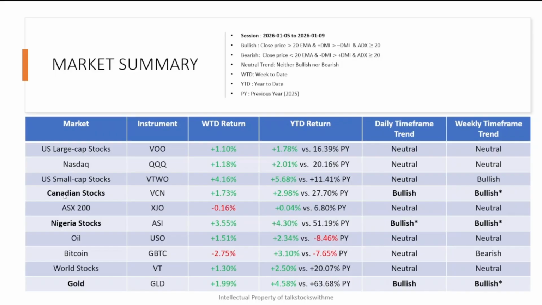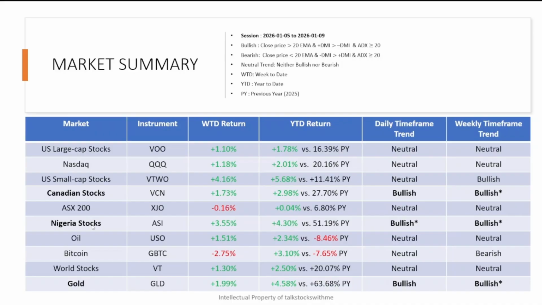The first is the Canadian market, which you can buy if you hold through the ETF VCN. This is an ETF that is managed by Vanguard. This week it went up 1.73%, and year to date it has delivered 2.98%. The short-term trend is bullish. The mid-term trend is also bullish. In fact, it's a strong bullish trend in the mid-term. That's why you have this asterisk.